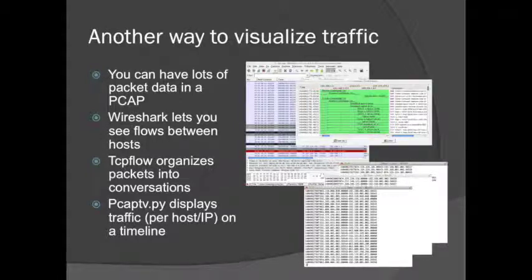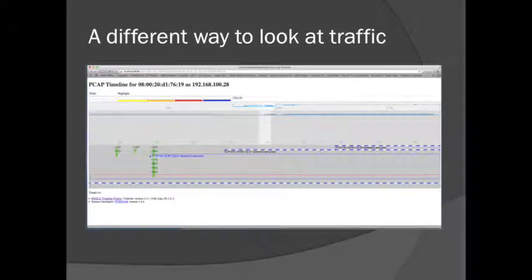You can use Wireshark to see flows, but the way it's displayed may or may not be helpful. TCP flow extracts and organizes TCP conversations, but the output is file-based, and there can be a lot of files to go through. My tool tries to display traffic a little differently. It sorts through packets and displays traffic per host and IP address on a timeline.